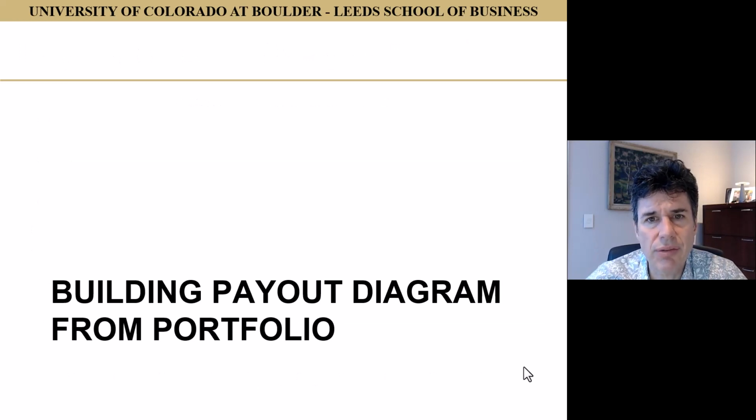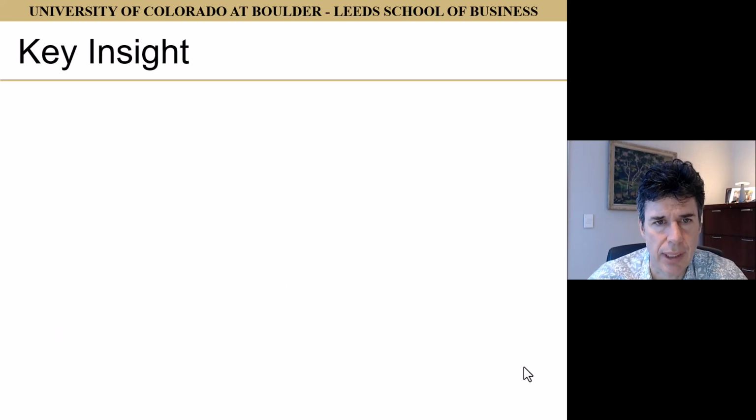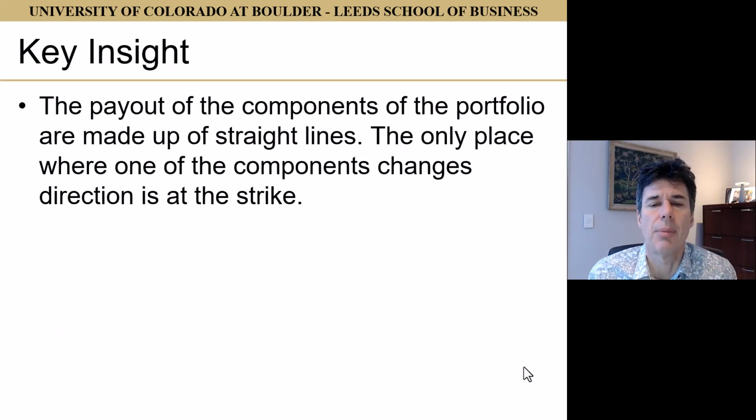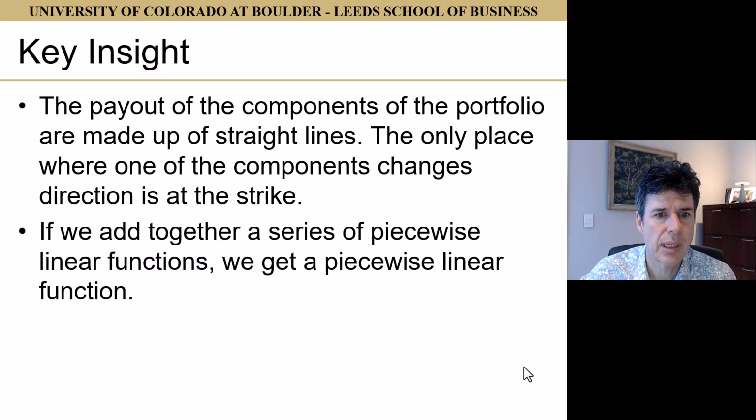And if we have a portfolio, we might want to build a payout diagram. So here's how we do that. The payout of the components of the portfolio are made up of straight lines. That's the thing to remember. And the only place where one of these components changes directions is at the strike. Second, if we add together a series of piecewise linear functions, we get a piecewise linear function.